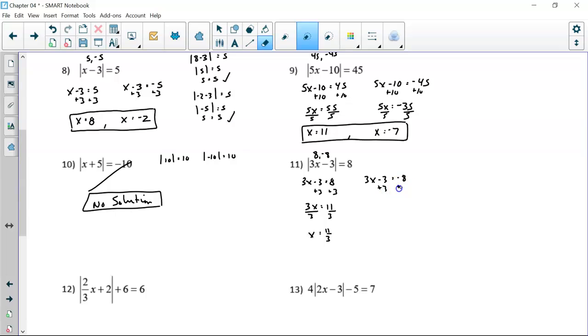Add 3 to both sides. 3x equals negative 5. Divide both sides by 3. X equals negative 5 thirds. There's our two solutions.